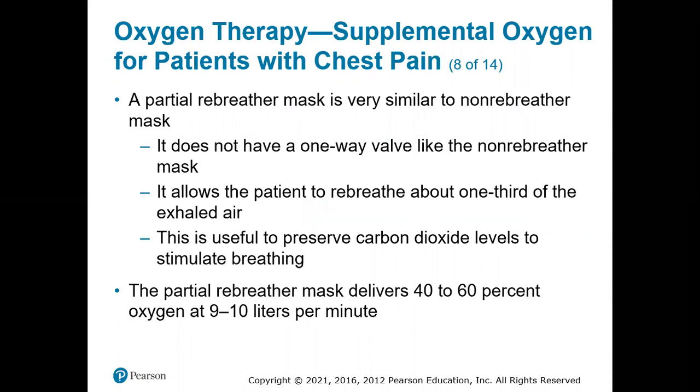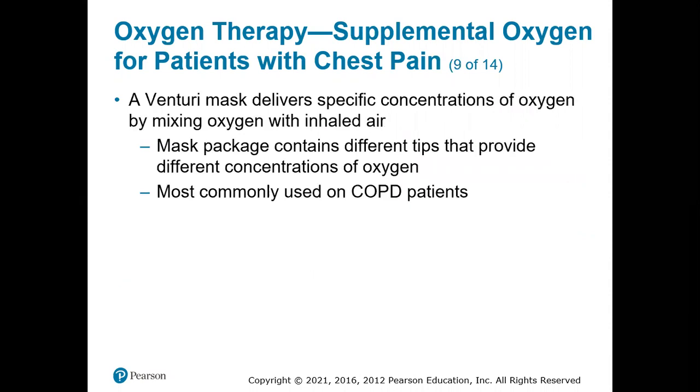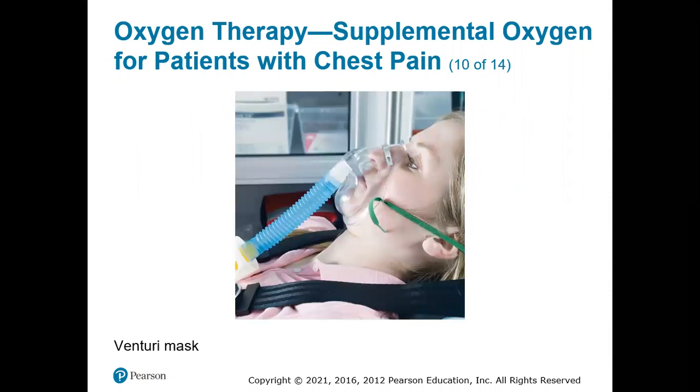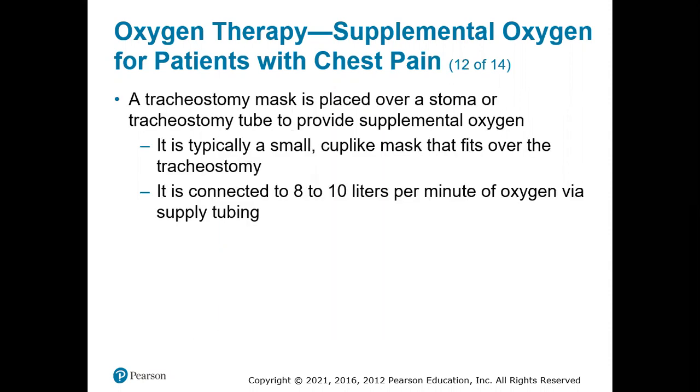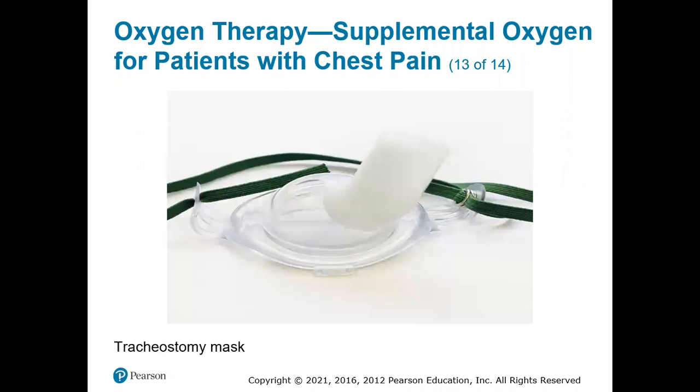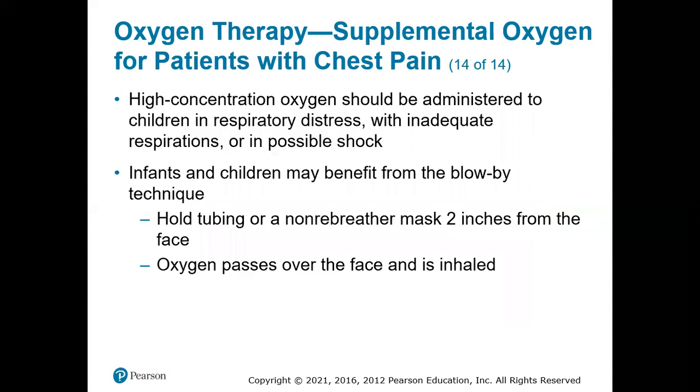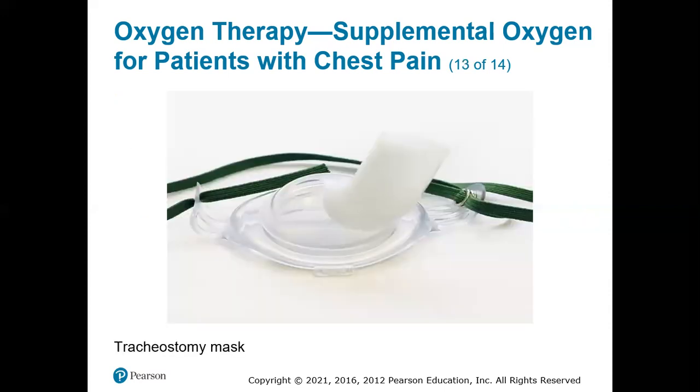You're not going to see partial non-rebreathers or Venturi masks in the field very much either, but that's what they look like. They're kind of an outdated deal now. Your tracheostomy mask can absolutely be put over a stoma or tube. We turn the volume per minute down a little bit to 8 to 10 liters. There's your tracheostomy mask. If you don't have one, you can use a pediatric mask, and it'll fit right over that pretty good.